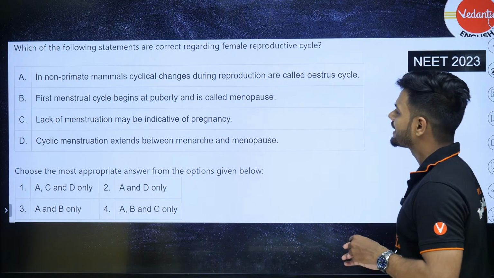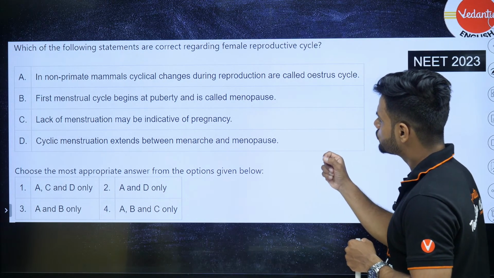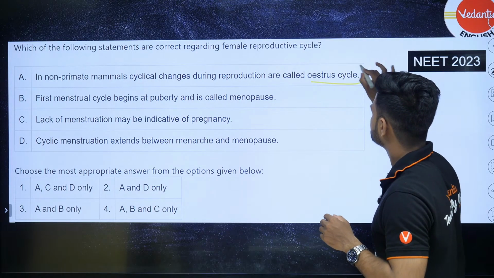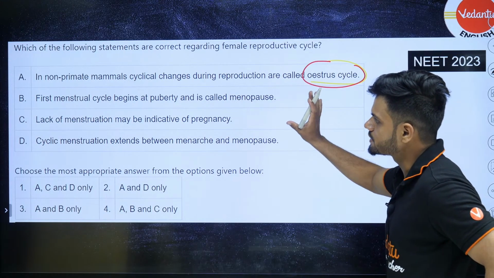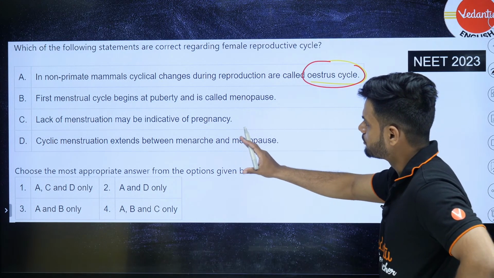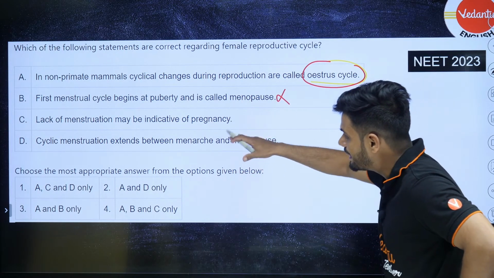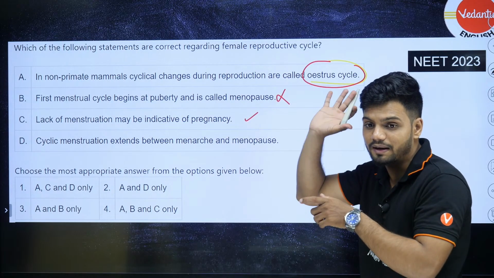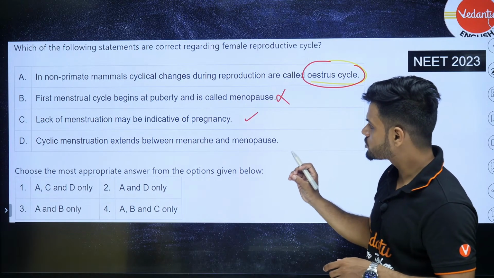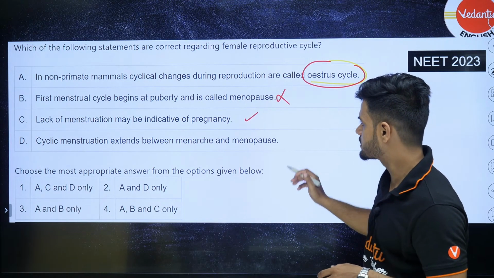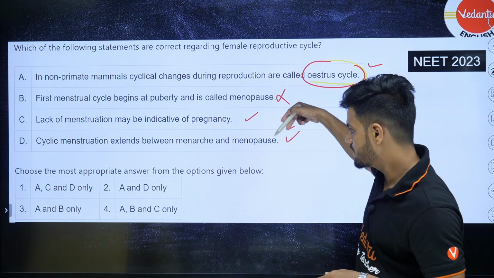Which of the following statements are correct regarding the reproductive cycle? In non-primate mammals, cyclic changes during reproduction are called the estrous cycle. Yes, non-primates, cats and dogs, I told you. The first menstrual cycle that begins at puberty is called menopause. No, it's called menarche. This is ending. Lack of menstruation may be an indicator of pregnancy. Yes, maybe. Now, cyclic menstruation extends between menarche and menopause. Yes. What is the answer? A, C, D are correct.